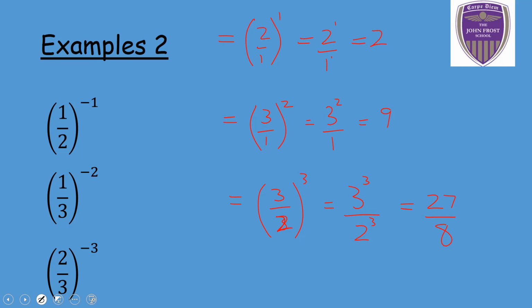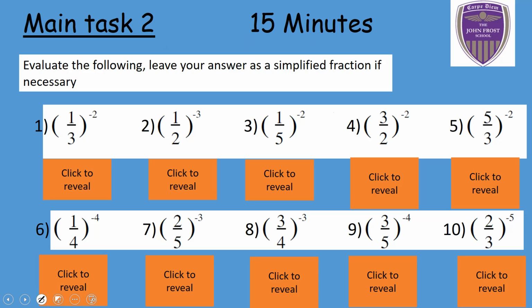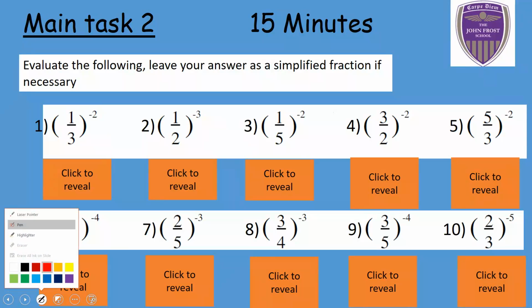So, main task 2. This should take you 10 to 15 minutes. There is a challenge question, but we'll have a look at that if you want to have a go at it after we've looked at these. So while you're working on it, pause.